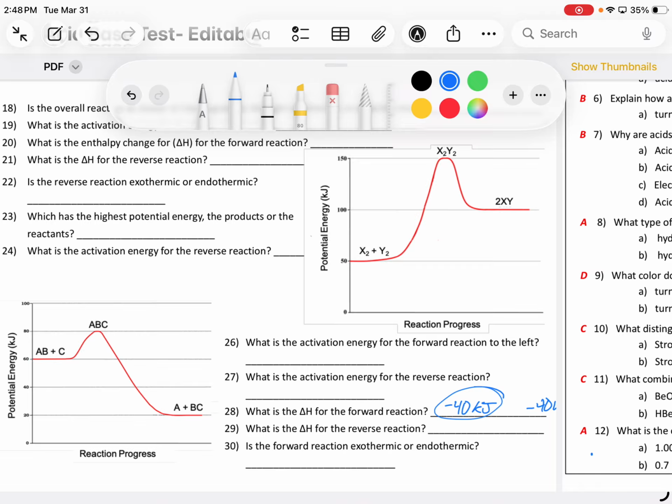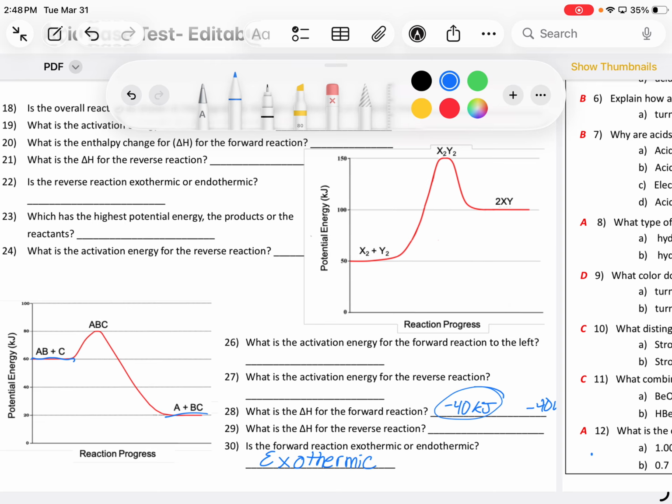Notice also that forward reaction, let's go ahead and answer number 30. Is the forward reaction exothermic or endothermic? We're starting at 60, ending at 20. So since we're ending with less than we started, we lost some energy. So that's exothermic. Energy left the system.